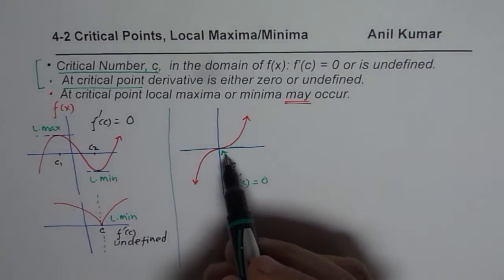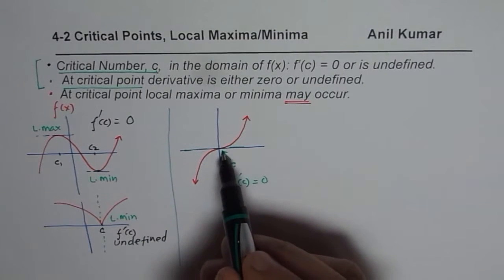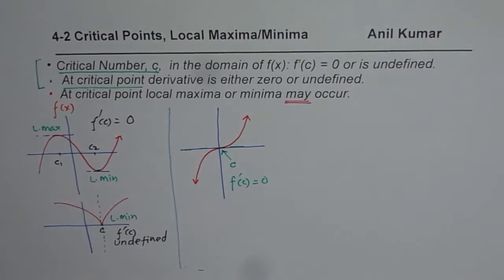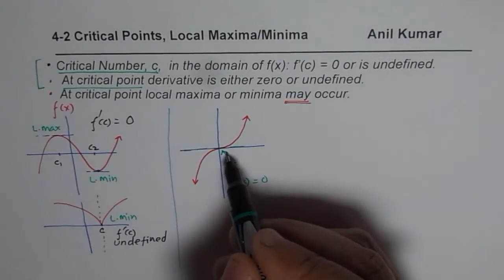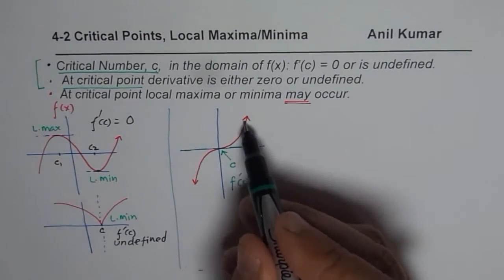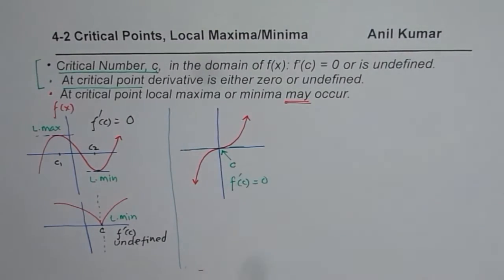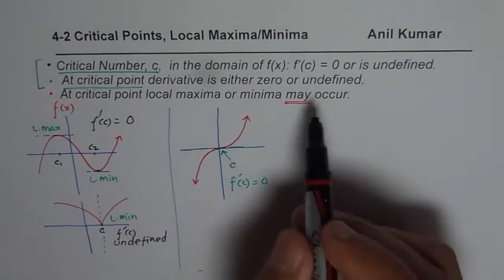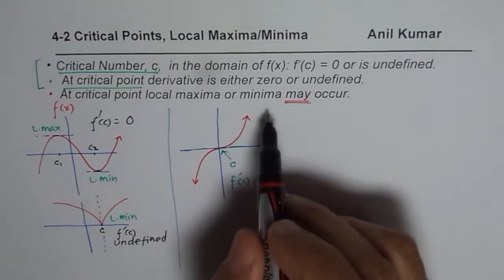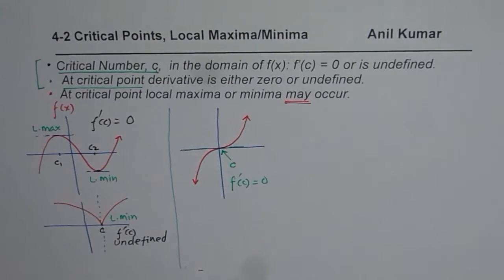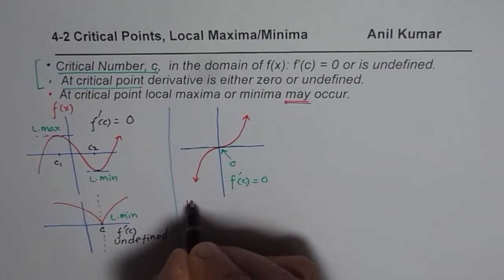However, at this point, we do not have a local maxima or a minimum. You see, it doesn't really turn at this point, right? It just keeps moving away. So at a critical point, we may or may not have a maxima or a minimum. That is important to understand. Now the question is how to find them, right?